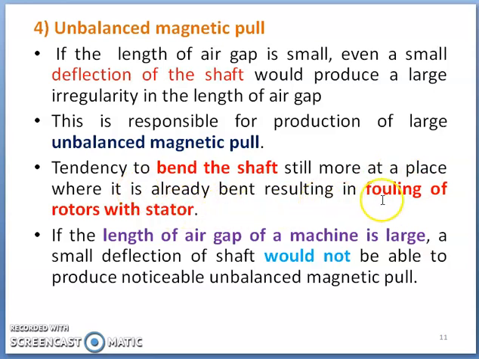And what is its result? There is rubbing of rotor and stator, and this can lead to even short circuit between stator and rotor. So if the length of air gap of a machine is large, a small deflection of shaft would not be able to produce noticeable unbalanced magnetic pull in the machine. Therefore, if length of air gap is large, even if there is deflection of shaft, that will not create unbalanced magnetic pull. And if unbalanced magnetic pull occurs, that can lead to some mechanical problems in the machine.